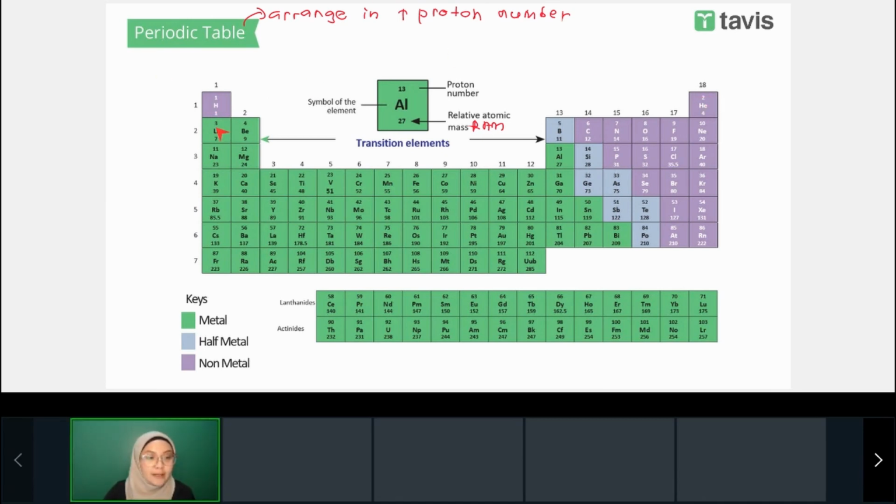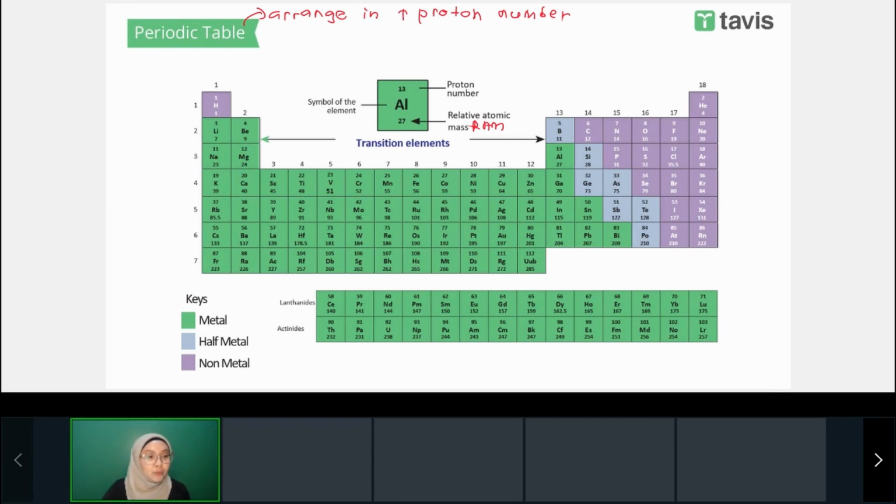How about lithium? Lithium has 3 protons. So 1, 2, 3, followed by beryllium, 4 protons, followed by boron, 5 protons, followed by carbon, 6, 7, 8, 9, 10. So that's why I'm saying that the elements in the periodic table are arranged in ascending proton number. What else should you know?